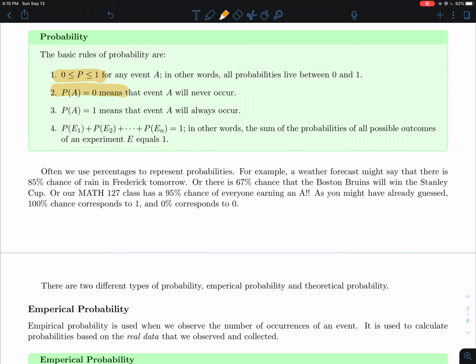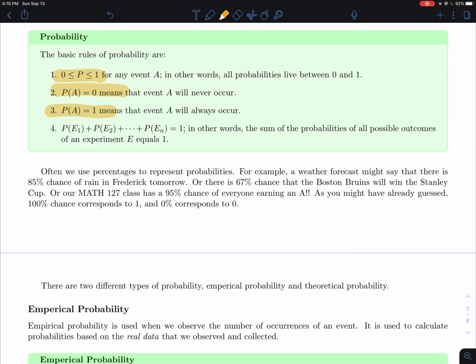If we get a probability of 0, then that means that no matter what happens, that event can never occur. So for example, the way to think about that is if you had a 6-sided die, and I said, what's the probability of rolling a 10 on a 6-sided die? Well, there is no 10. So it's impossible for me to roll a 10 on a 6-sided die, so that's never going to happen.